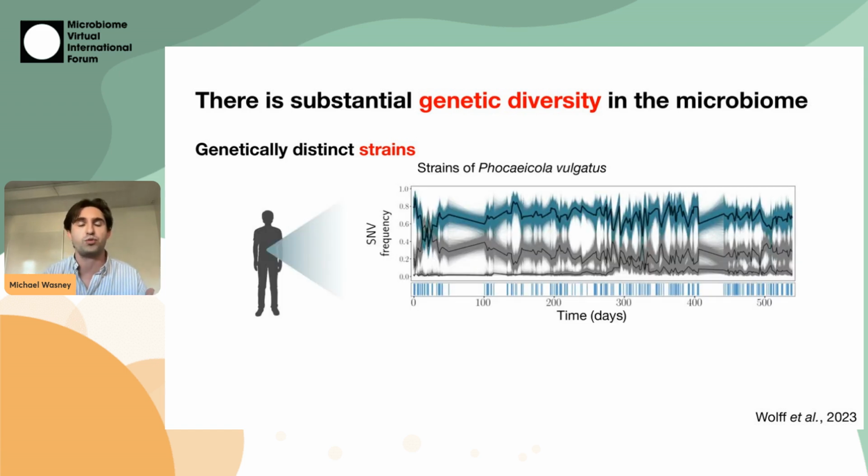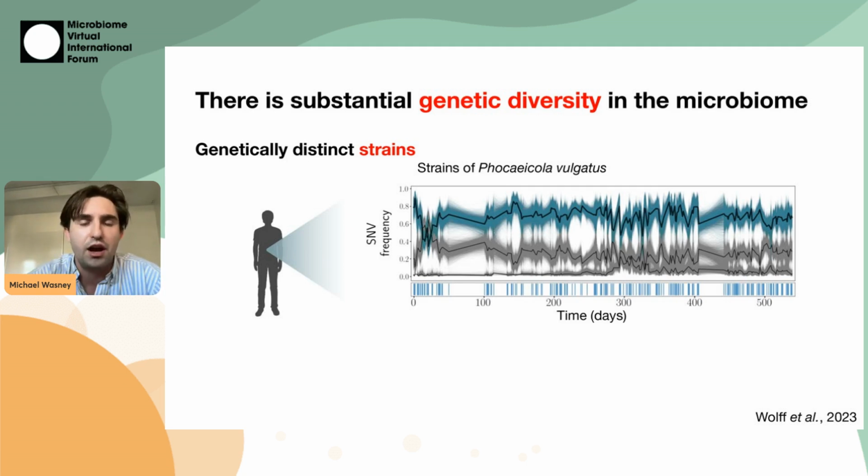So within a given host, we often see between 1 and 4 of these genetically distinct lineages that are stable over long time periods. Here I'm showing a host with 3 strains stable over a year. And these genetically distinct lineages tend to be diverged by about 10,000 single nucleotide variants, or SNVs. So that's an immense amount of genetic diversity.